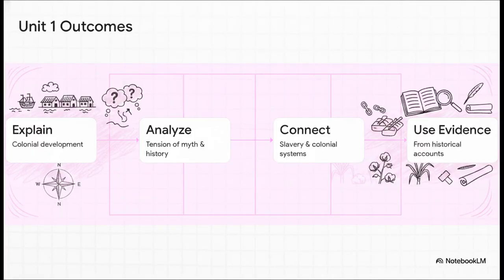If a colonial charter claims settlers arrived simply to spread peace, but actual shipping logs from the same time show they brought hundreds of weapons, which piece of evidence carries more weight? That right there is exactly what you'll master here, explaining colonial development, connecting massive systems like slavery to local economics, and always backing up your claims with hard evidence from historical accounts.